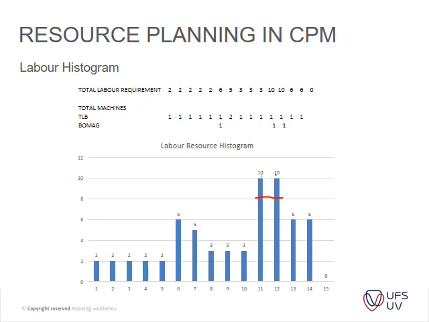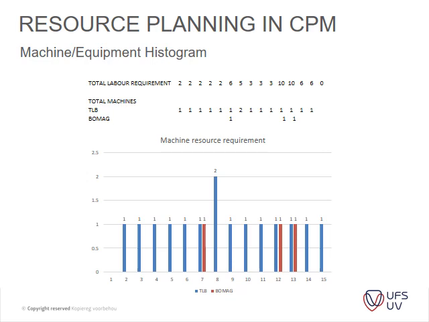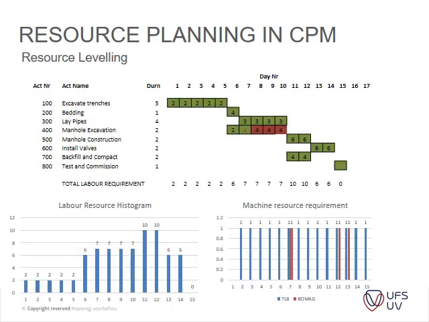Then with regard to the TLB, the same applies. You add it up, and you can see on which days you need what amount of machinery, and you can see on day 8 you actually need 2 TLBs, but you only have 1 available. So you can easily identify where you don't have enough resources.